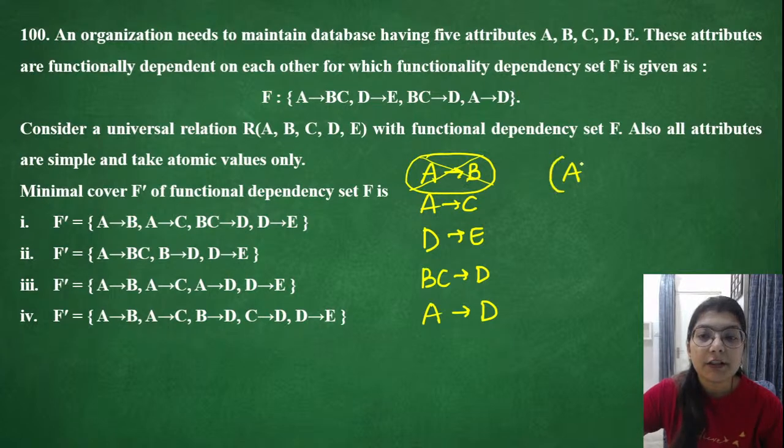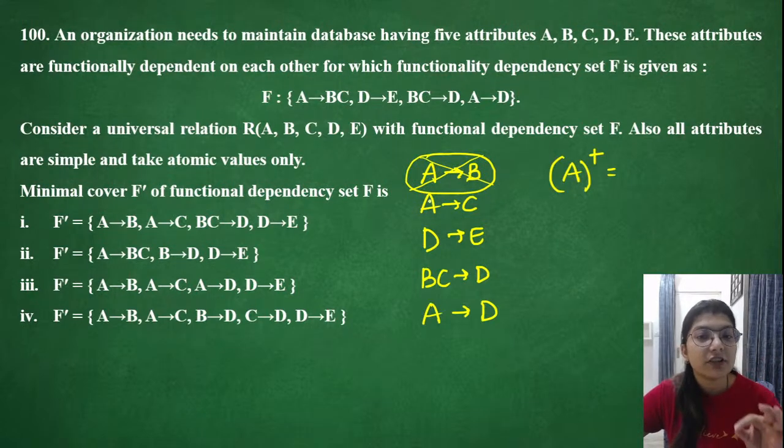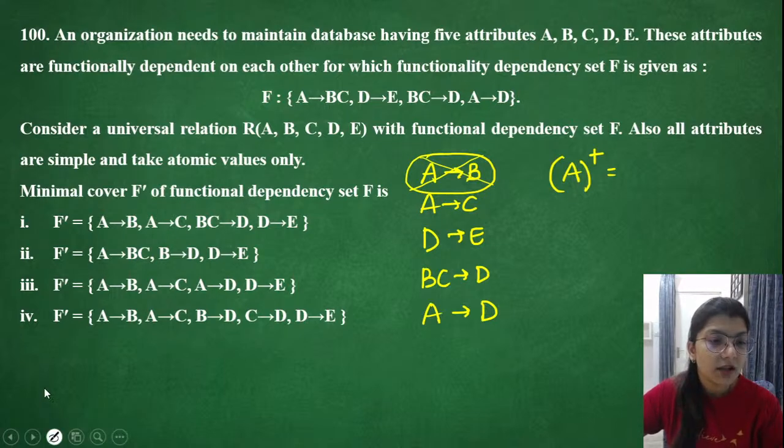If we are able to find the closure of A, and in the closure of A we are able to find B without using this functional dependency, this means that this functional dependency is useless. Getting my point? If we are able to find B in the closure of A without using this functional dependency, then we can say that A determines B is a useless functional dependency. So if I try to remove this, I have removed it, and now let us try to find the closure of A.